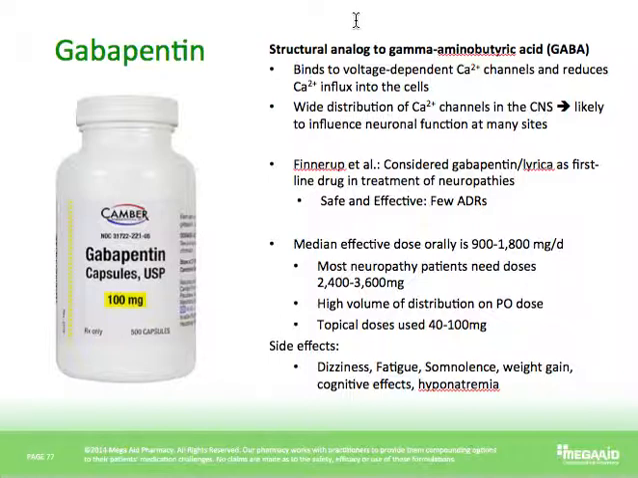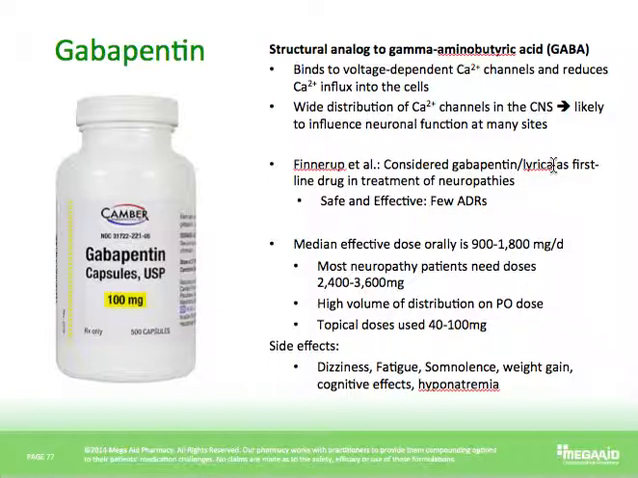So what gabapentin actually does, it will bind to voltage-dependent calcium channels and will reduce calcium influx into the cells. So it will likely influence neuronal function and activity at many different sites. There was a study done by this researcher and basically considered gabapentin and Lyrica as a first-line drug in the treatment of neuropathies. So Lyrica is an analog of gabapentin. It's a newer drug that came on the market. The generic name for Lyrica is pregabalin, and the two of these drug molecules are very closely related.